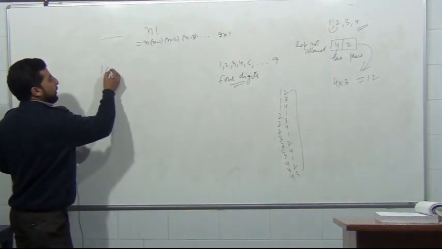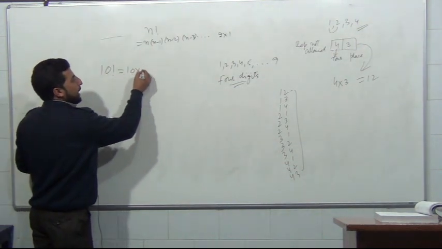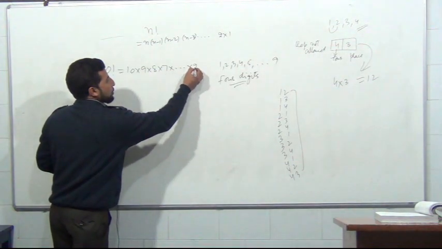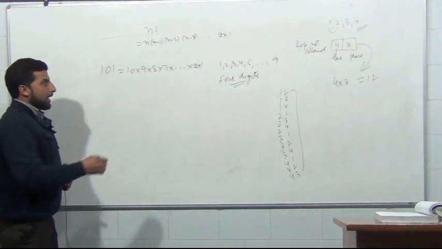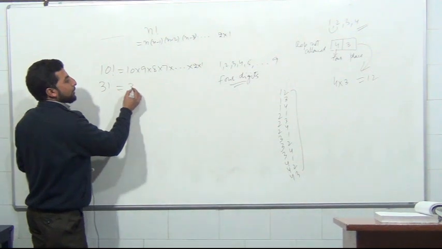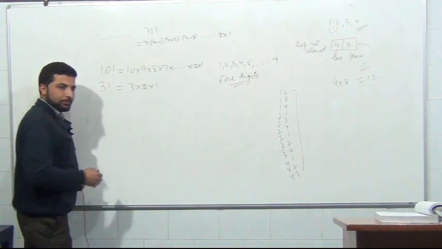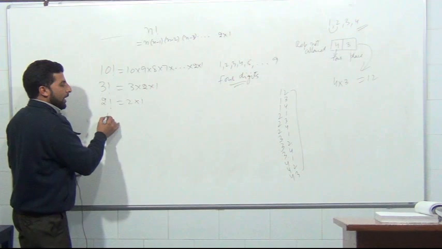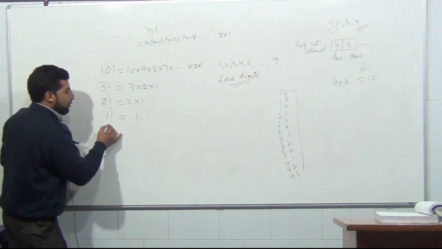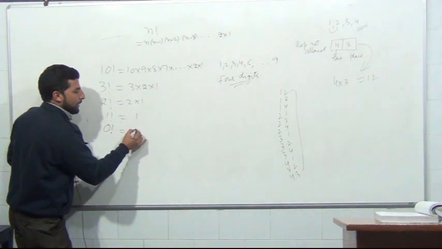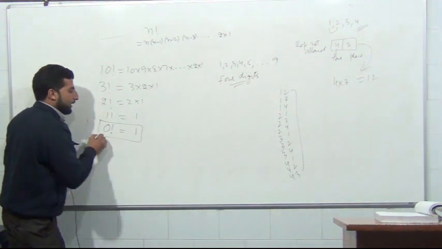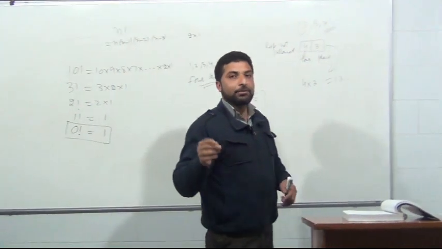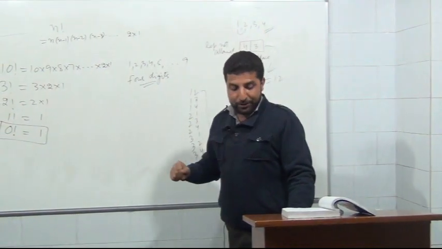If you have 10 factorial, it is 10 into 9 into 8 into 7 and so on up to 2 and 1. Like 3 factorial is 3 into 2 into 1. 2 factorial is 2 into 1. 1 factorial is 1. You must note this, 0 factorial is always 1. We will prove it later on, whenever we get familiar with permutation as well as combination.